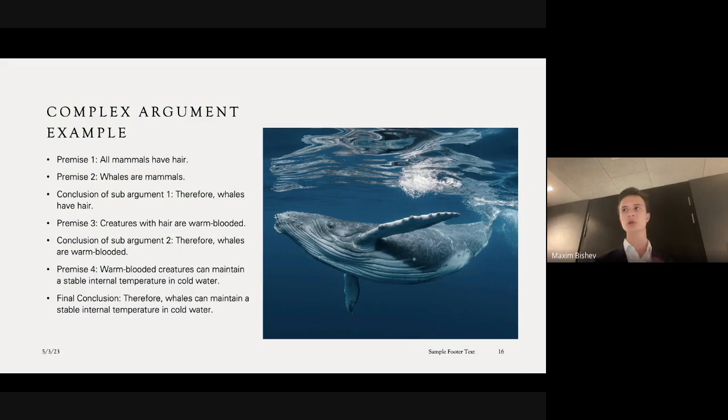A complex argument is made up of two or more sub-arguments, right? Now, it's possible to have a sub-argument plus one other premise leading to the main argument, or you can go however you like, but as long as you've got one extra argument that the main argument depends on, then it's considered a complex argument.